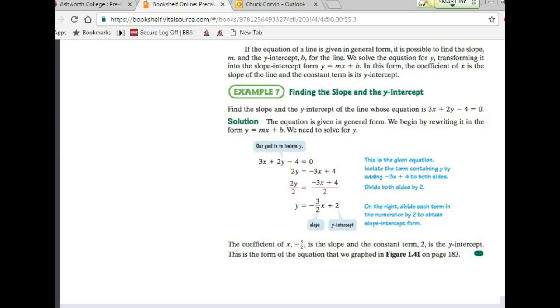So if you were going to graph this, you would start at positive 2 on your y-axis, and then from there you would go down 3 and over 2, and repeat that over and over as many times as you like, and then you would connect the dots. All right? So that's how you would do this particular problem.